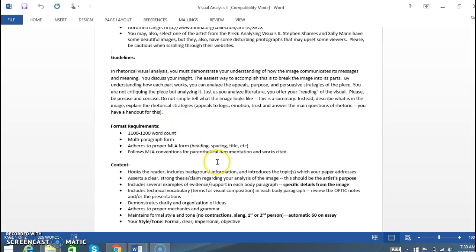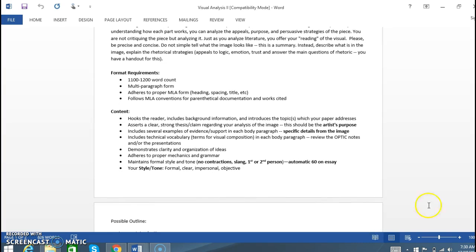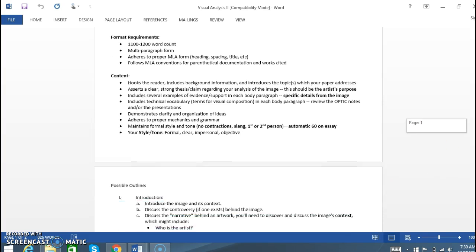There's the word count. Please read this. Tells you how to start. You hook us. Have a good claim. Just like in the discussion post, where you should have the title of the piece by the artist, and then one big sentence about his or her purpose in capturing that moment in time.